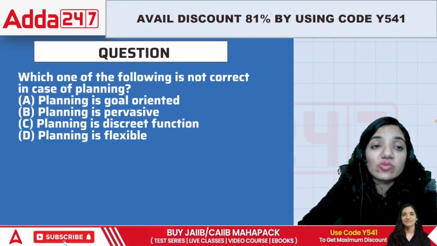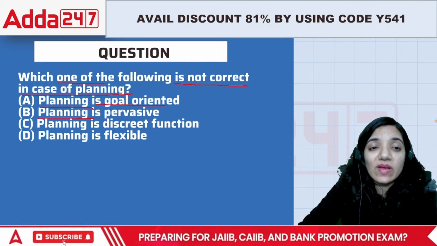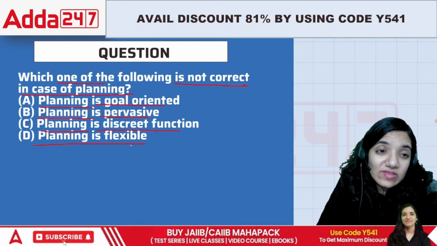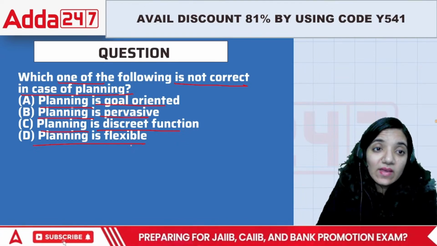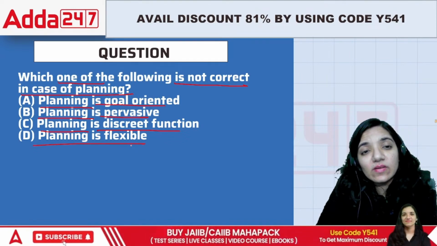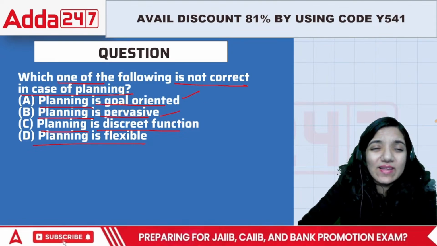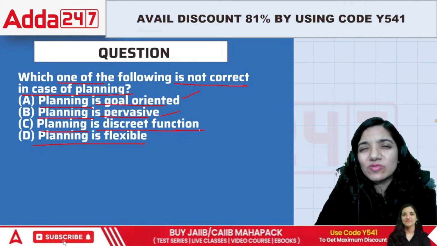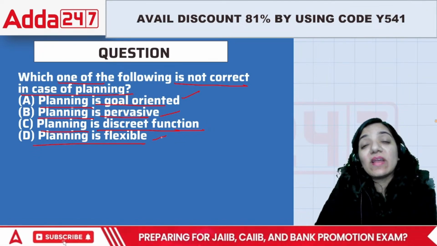Now comes the next question. Which one of the following is not correct in case of planning? Planning is goal-oriented, planning is pervasive, planning is discrete function, or planning is flexible. If we say which one of the following is not correct in case of planning, it means that planning is goal-oriented, an important thing. Planning is pervasive, required at every level. It's not a discrete function. It's not something that we do whenever we would like to. There's no specific intensity. Less, more, less, more. There's nothing like that. And the last one is planning has to be flexible.